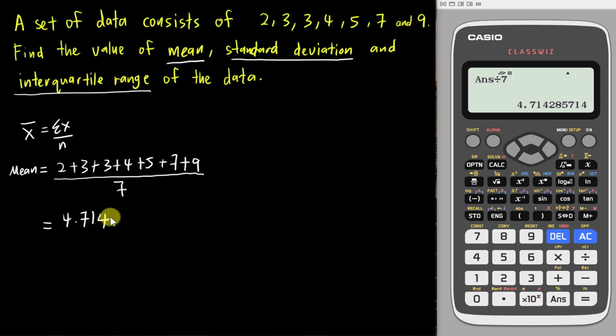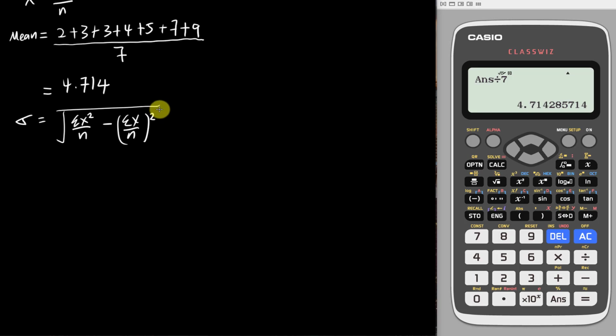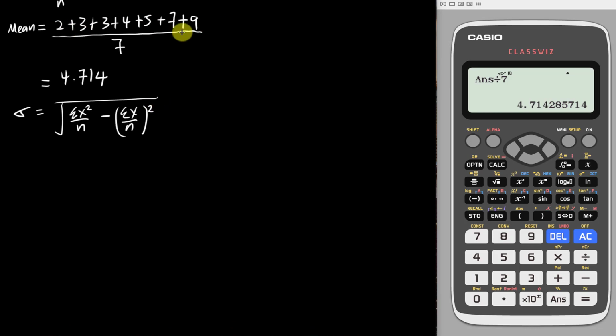If I want to find the standard deviation, the standard deviation for ungrouped data basically is the square root of the sum of x squared over n, minus the sum of x over n, squared. And you realize the sum of x over n is the mean. So later I can just plug in my mean value here and then square it. So it will be quite easy. Therefore, I will move my screen to the bottom a little bit because I have all the x values here. So it should be quite easy for me.